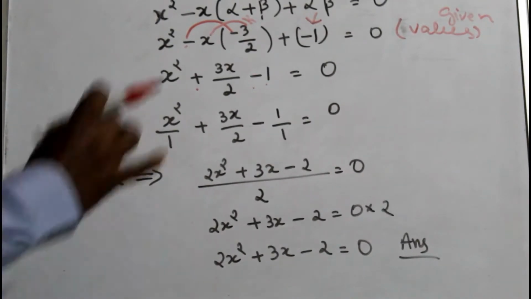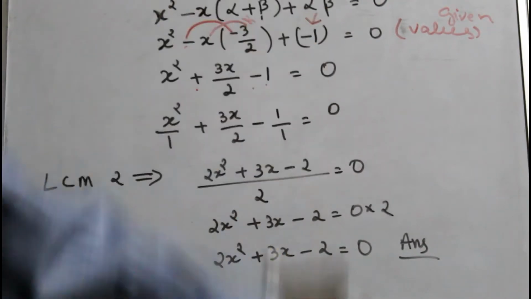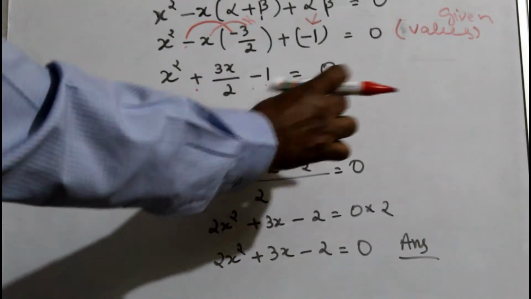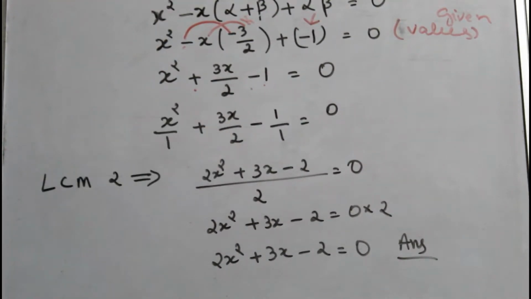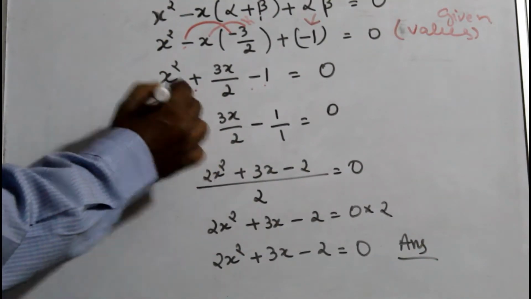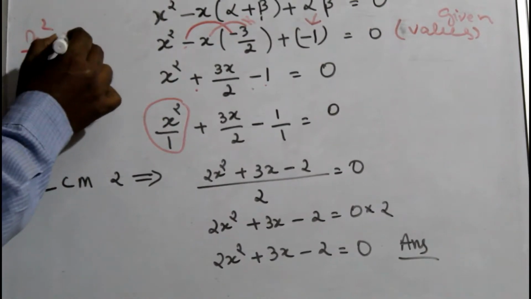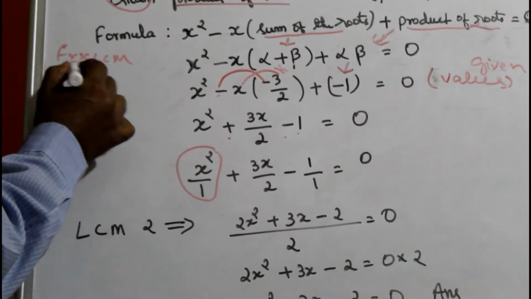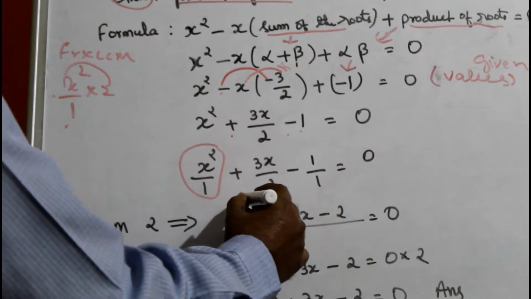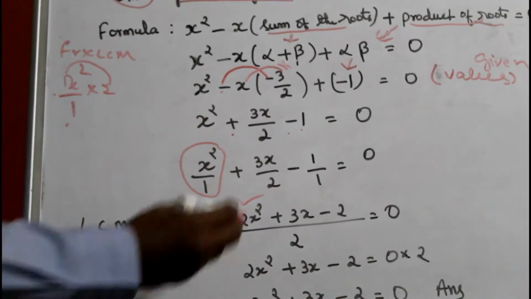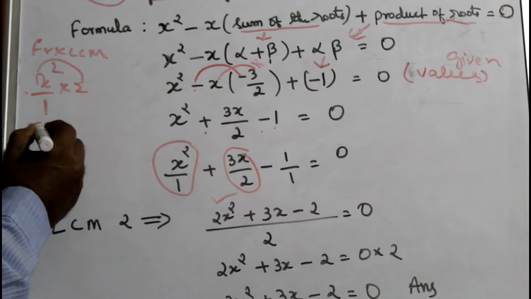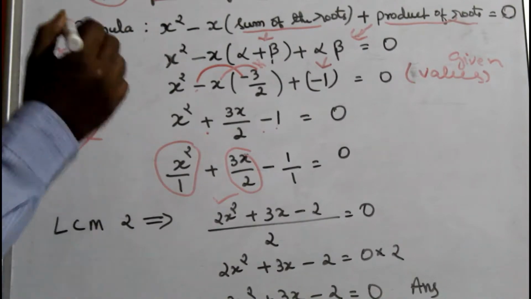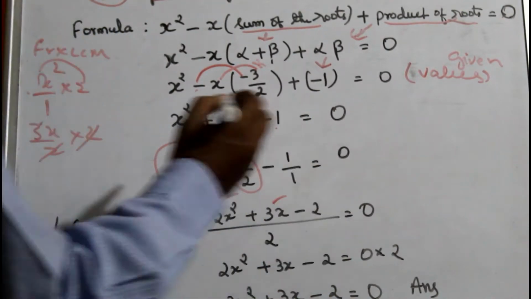Whenever a fraction comes, try to make everything a fraction, or you can do it directly also if you are capable, but generally, those who are weak can follow this method. So the LCM is 2. I said take the first fraction and multiply by LCM. The rule is fraction into LCM. So when you multiply, 2 into x square is 2x square by 1, which is actually 2x square. Take the second fraction, 3x by 2. The rule is fraction into LCM. Cancel the 2 and 2. You get 3x.